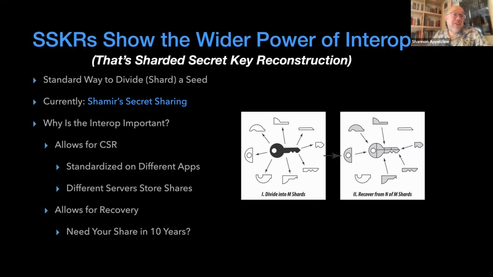And by having an interop, then we can actually communicate these shares using GSTP. So those are, I think, some good examples of how interop can go beyond just straight up communication. And when it supports other things, it can be really useful.